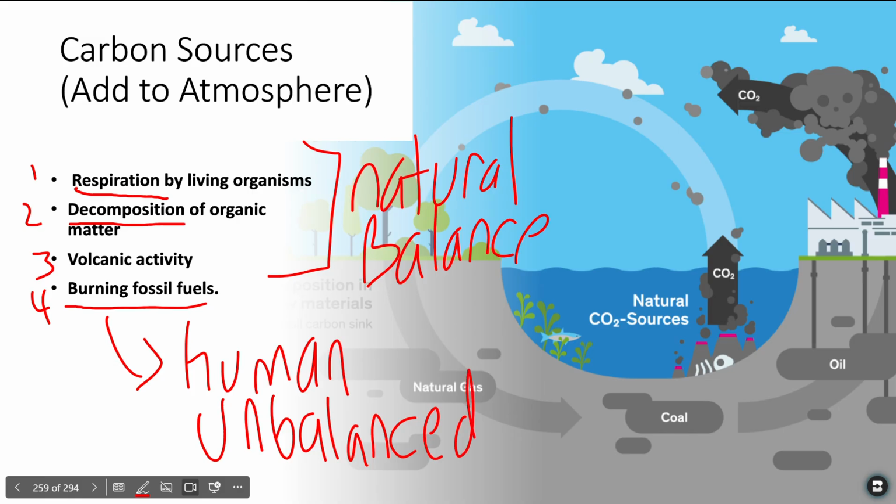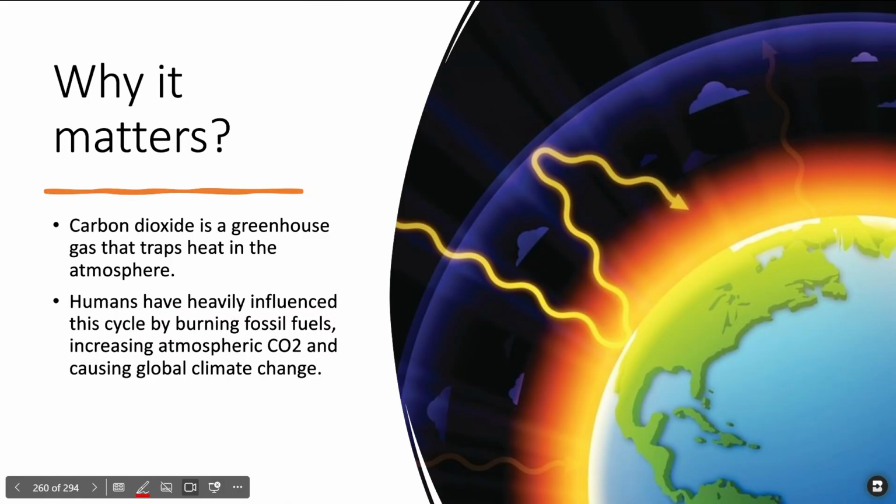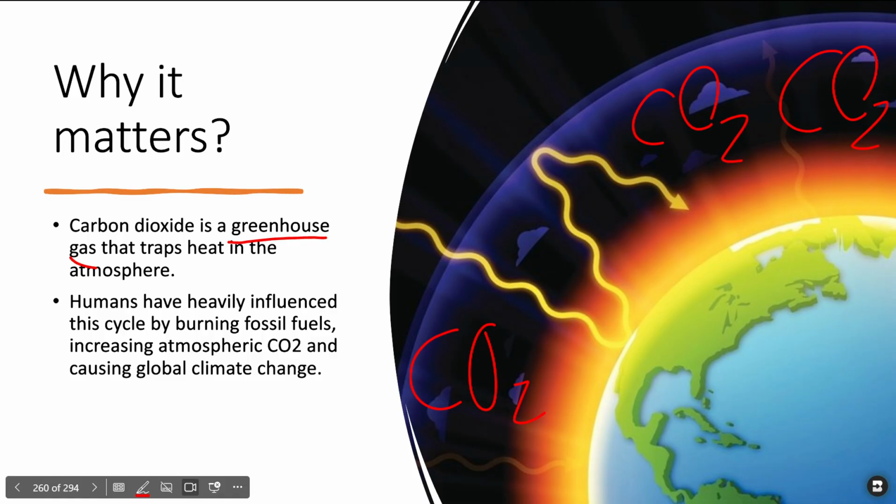Now, why does the carbon cycle matter? Because the carbon cycle is one way that we keep carbon dioxide in equal balanced amounts around the world. Carbon dioxide is what we call a greenhouse gas. It is there to trap heat in the atmosphere. As we add more CO2 to the atmosphere around us, we increase the rate of global climate change. Temperatures go up, and this is bad for the environment.